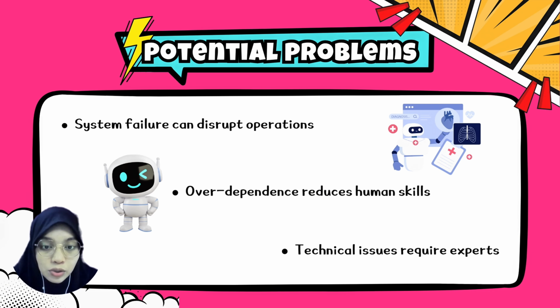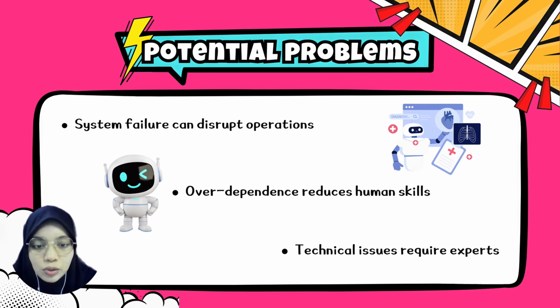Second, our dependence reduces human skills. If nurses and healthcare assistants rely entirely on robots, their own manual expertise may weaken over time. In an emergency where the technology is unavailable, the staff might find themselves physically or mentally unprepared to perform those tasks at the same speed or quality.